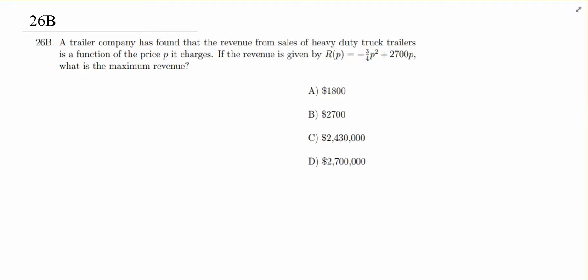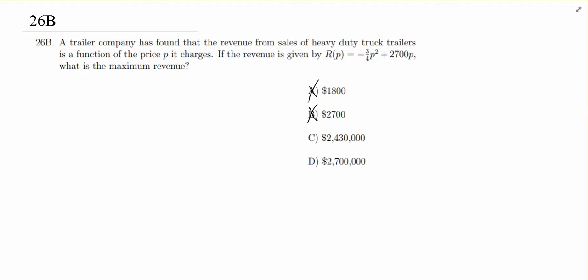So if the most money that your company can take in is $2,700 for heavy duty truck trailers, your company sucks. So we can probably cross off A and B to begin with and say we're looking at one of these answers in the millions as our likely answer. So that's a good place to start.